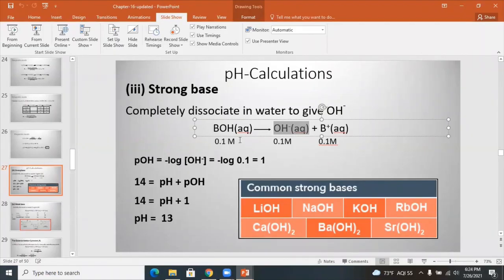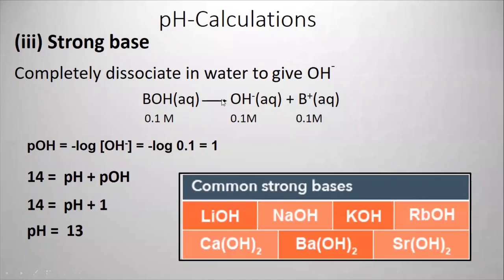So how can you calculate the pH of a strong base? It's the same methodology. It's going to be 100% dissociation, which means the 0.1 molar of the base is going to produce 0.1 molar of the hydroxyl ion and 0.1 molar of the B+, which is again the metal. This can be sodium, lithium, any of these metal ions. So these are strong bases. Group 1A and group 2A will form strong bases. So group 1A cations and group 2A cations will form strong bases.